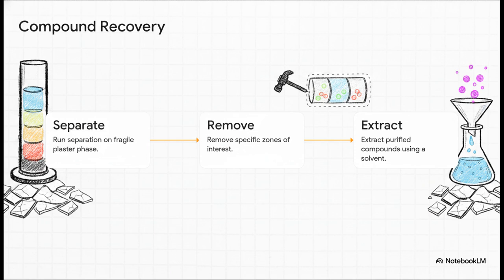And then you have mineral ligands, which are essentially types of plaster. Now, why on earth would you use plaster? Well, it deliberately makes the stationary phase fragile. If a chemist actually wants to get the pure compounds back after separating them, this is exactly how they do it. They run the separation, physically scrape or break away the specific zones of plaster that have the compound they want, and then just extract it using a solvent. The phase is intentionally designed to be destroyed so you can recover your prize.